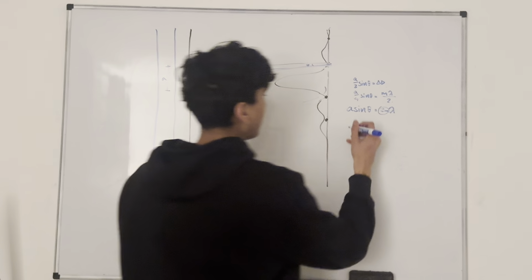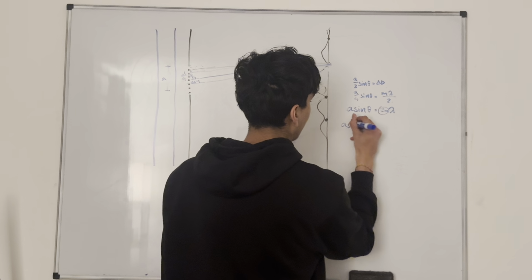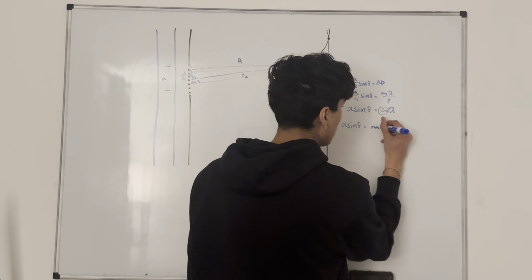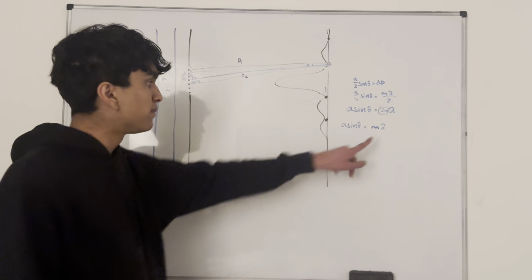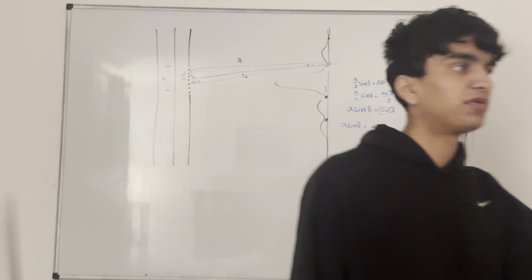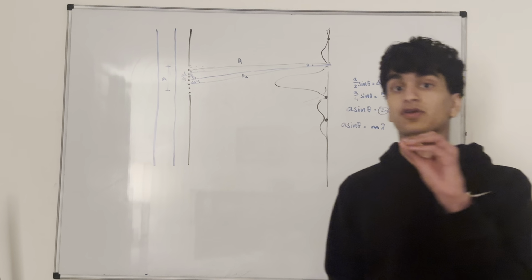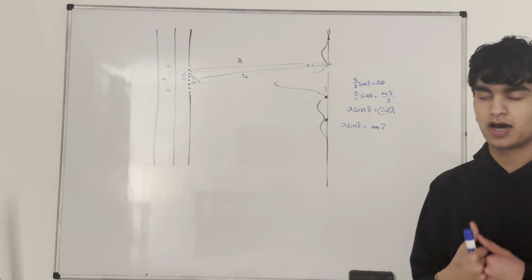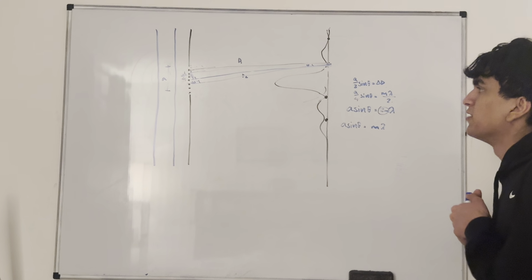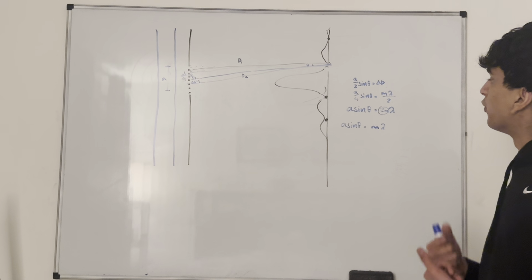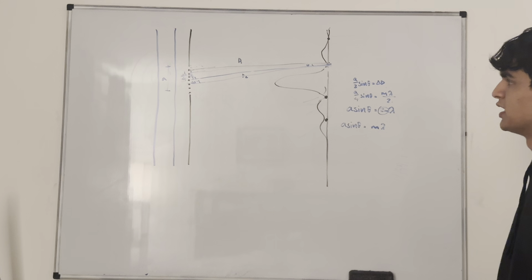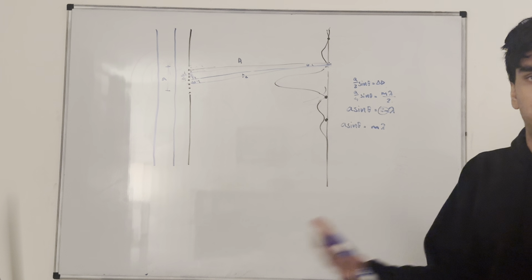So this A sine theta equals m lambda actually holds for all integers. m can represent an odd integer, it can represent an even integer. It just can't represent 0, because at 0 we actually have a maximum, a bright spot. So we can't have 0, but we can have 1, 2, 3, 4, 5, and so on. And that's just single slit interference.